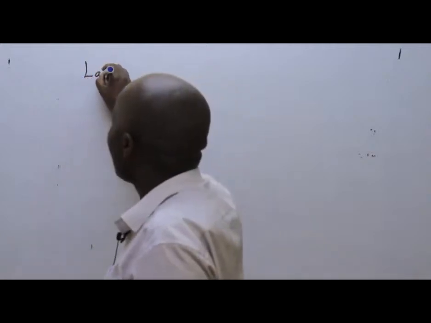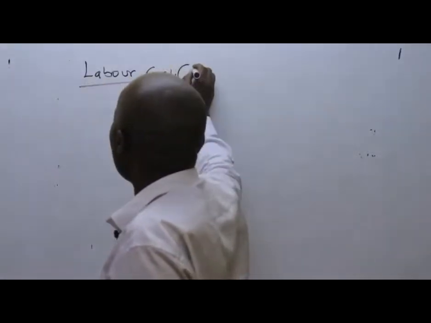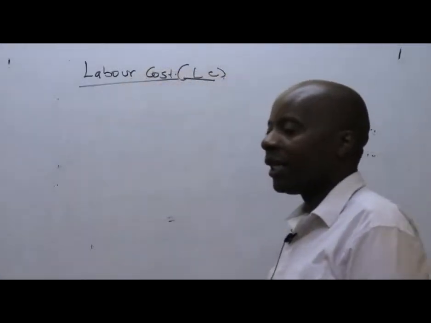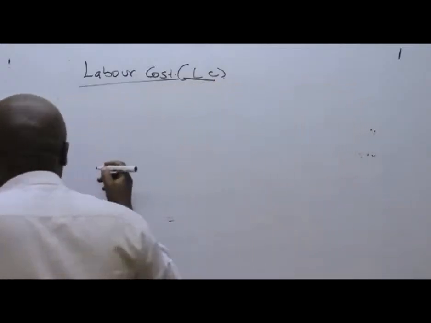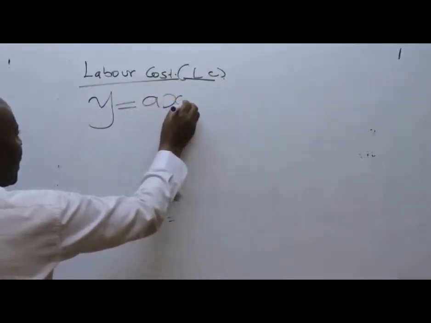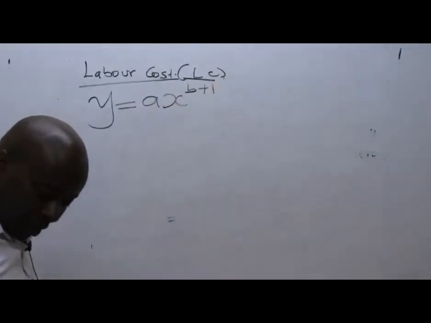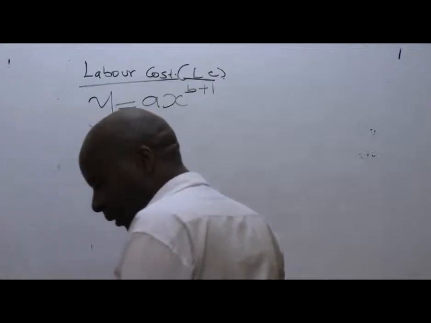So we start with the first working, which is labor cost using learning curves. LC in this case is not life cycle, but learning curves. Ladies and gentlemen, I know how the learning curve looks. In learning curves, Y should be equal to ax raised to power b plus 1. Remember, b plus 1.